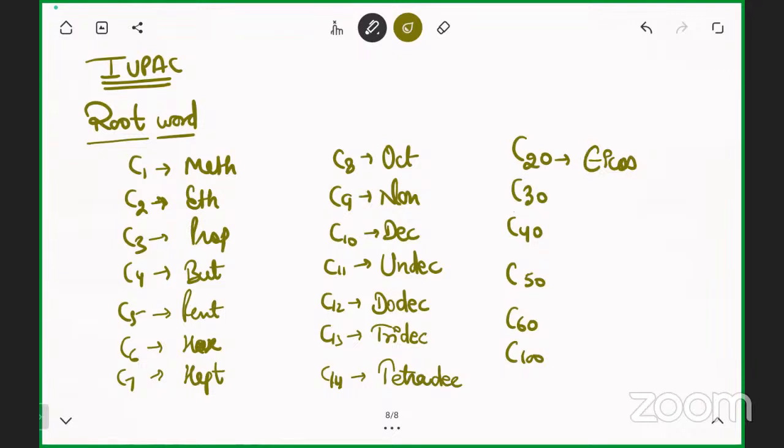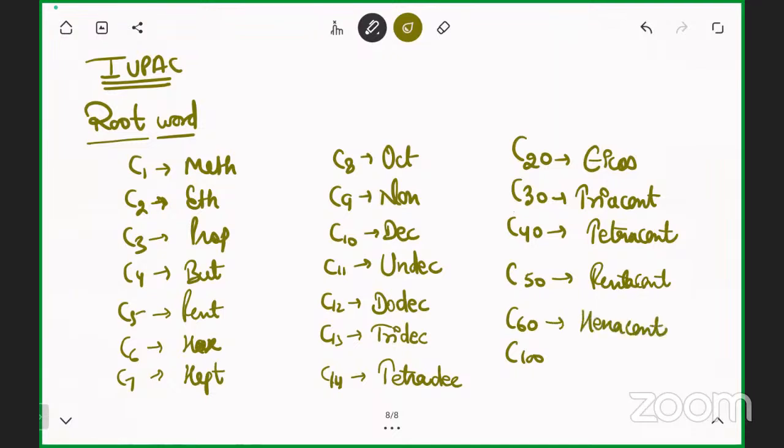Then C30 is known as tricon. C40 is known as tetracon. C50 is known as pentacon. C60 is known as hexacon. C100 is known as hectane. Okay, so these are the root words of IUPAC.